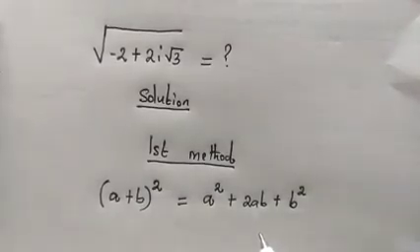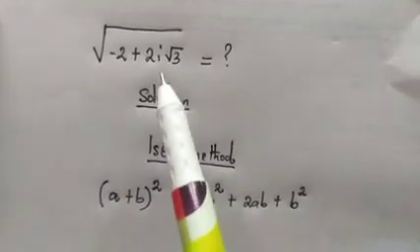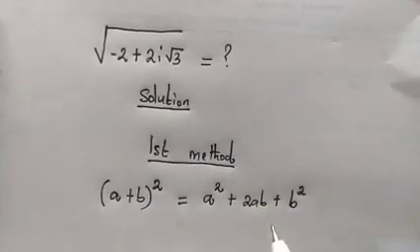Today we have this interesting math problem. We're going to find the square root of a complex number. Here we have the real part as -2 and the imaginary part as 2 root 3, and we're going to find its square root. Now in this video I'm going to present two different methods.